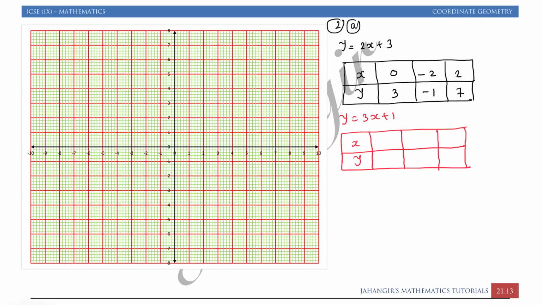X, y. X value we took as 0, we got y value 1. If you are taking 2, you will get 7. If you are taking minus 1, you are getting minus 2. Hope this part is clear. If you want, you can write the coordinate table just like 0, 3, minus 2, minus 1 and 2, 7. This is the coordinate value. Here also I can write 0, 1, 2, 7, minus 1, minus 2.